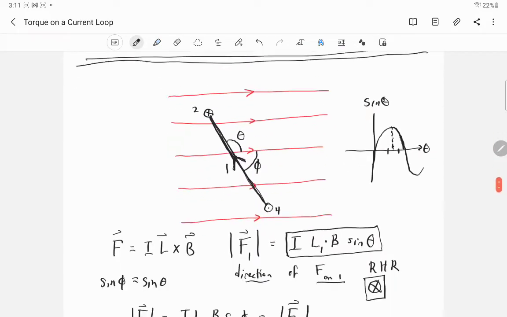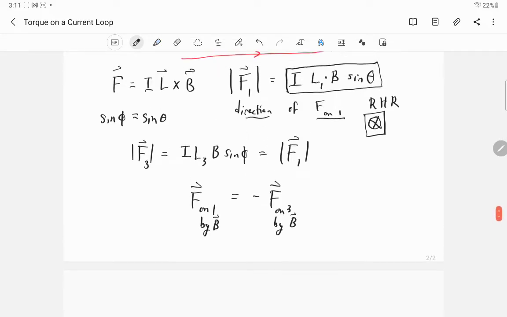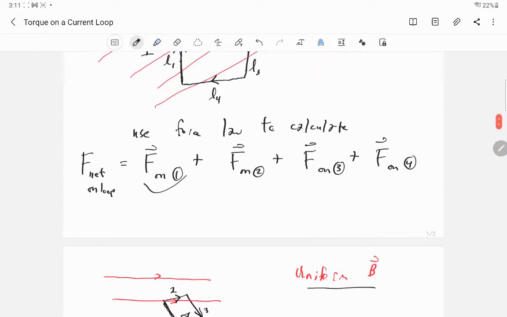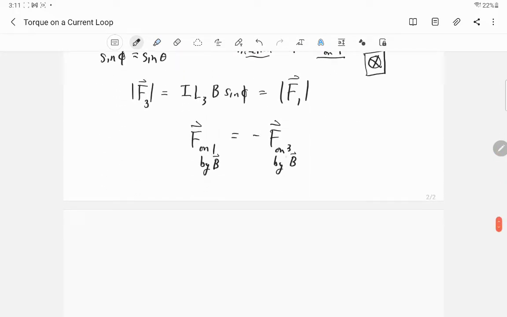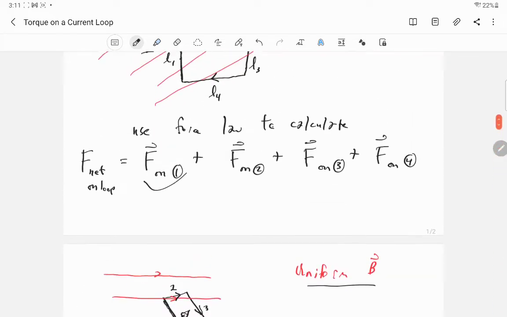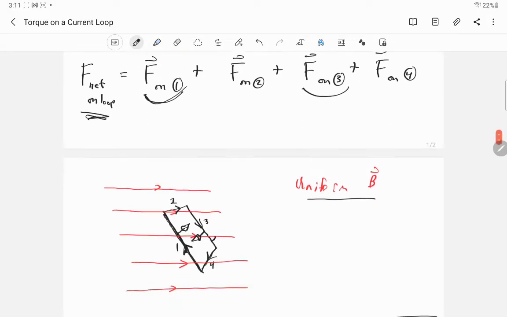Can you see that? What's going to happen is the force acting on segment 1 by the magnetic field is equal to, but opposite, the force on line segment 3 by our magnetic field. And so when we calculate the net force, because the force on 1 and the force on 3 are opposite, when you add them together in the net force, they are going to cancel, right? And that just makes sense.